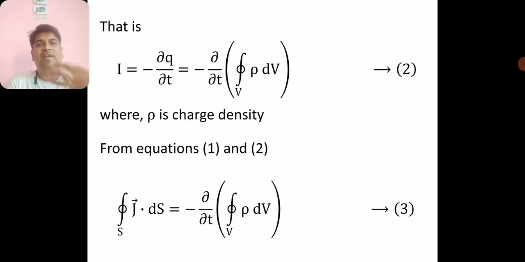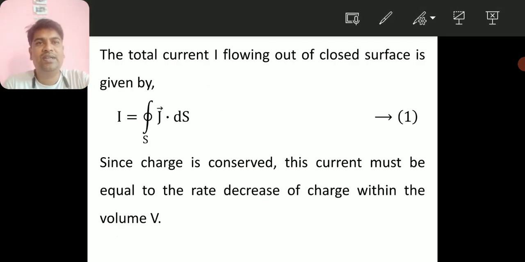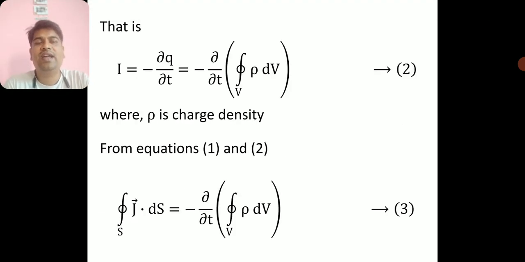Now from equations 1 and 2, go back and see what equation 1 is: the surface integral of J dot ds. This can be written as minus dou by dou t of the volume integral of rho dV, because equations 1 and 2 are both equations for the current flowing out of this surface S enclosing the volume V. So the left hand side is the surface integral of J dot ds, and the right hand side is minus dou by dou t of the volume integral of rho dV. Let us call it equation number 3.